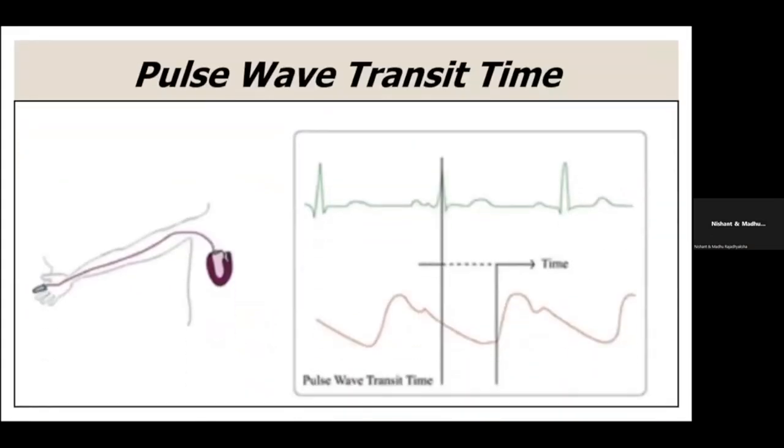Pulse wave transit time can be quantified by measuring the time between the peak of the R wave in the electrocardiogram, shown by a green line, until the beginning of the pulse wave in the periphery, that is the orange line. Cardiac output can be estimated assuming an inverse relationship between the pulse wave transit time and the stroke volume.